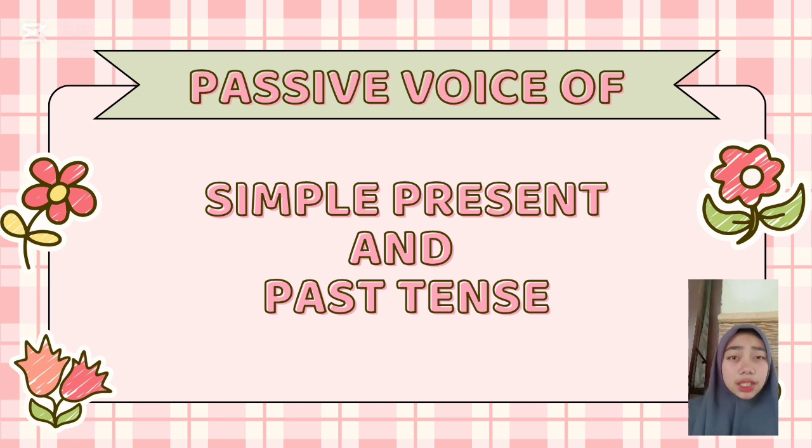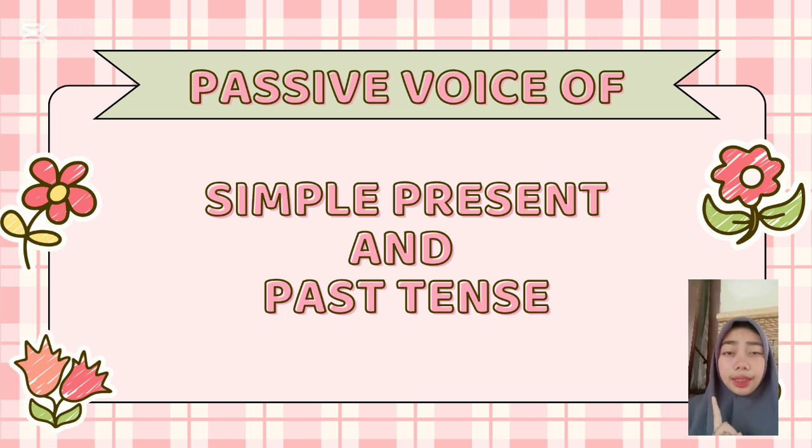Then, passive voice in simple past tense. The structure of passive voice in the simple past tense is subject, was or were, past participle. For the example here, she wrote the letter. So the passive is the letter was written by her. Then the steps to form the passive voice in simple past.